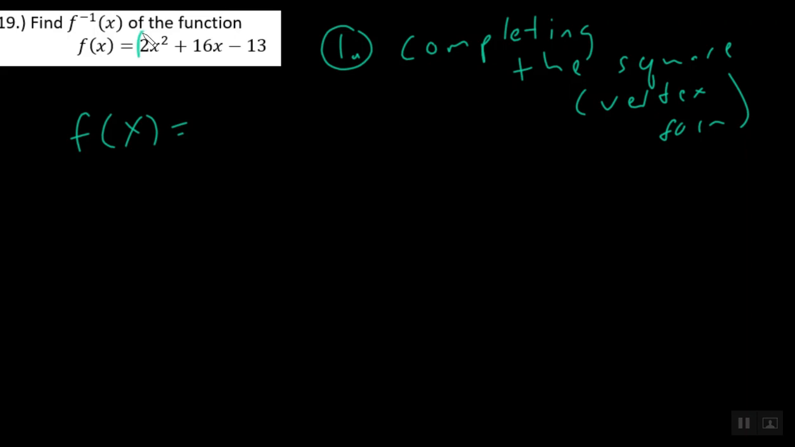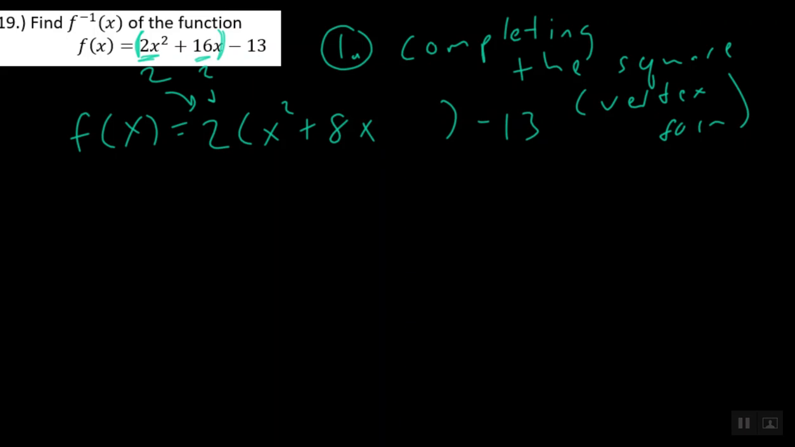Well, we always put our x squared term and our x term in parentheses. And if there's a leading coefficient, which in this case is 2, we want to factor that 2 out in front. So I'll factor out the 2, and I have x squared plus, well, 16 divided by 2 is 8x, and remember, you want to leave a space, minus 13.